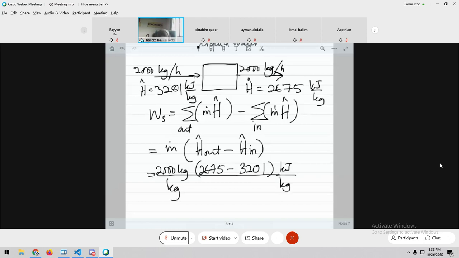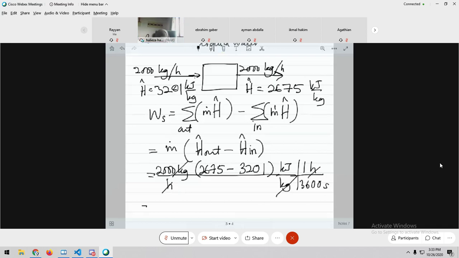Something wrong. What did I do wrong? Here, that unit cannot be kilogram. It's per hour. Okay, so you can cancel your kilogram. And if you want it to be in kilowatt, then you need to change it into seconds.